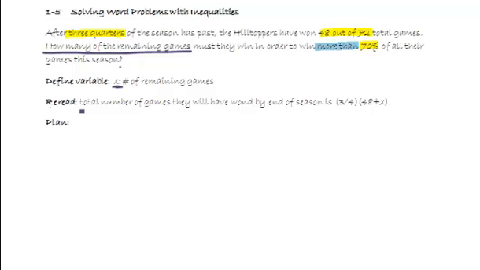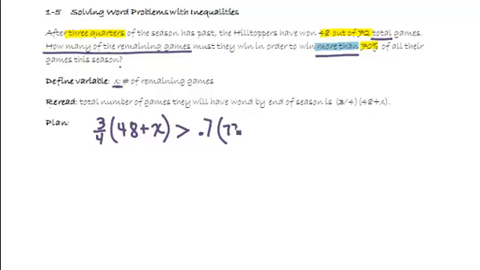Finally, we will reread one more time so that we can create a plan which we can then solve. Rereading, the total number of games they'll have won by the end of the season is 3/4 of that 48 out of 72. That is what they've accomplished so far. So talking about 3/4 of the 48 plus the unknown x will need to be more than, that would be greater than, 70%, which I'll now write as a decimal, of all their season games. And here they told us that our total season games is 72.